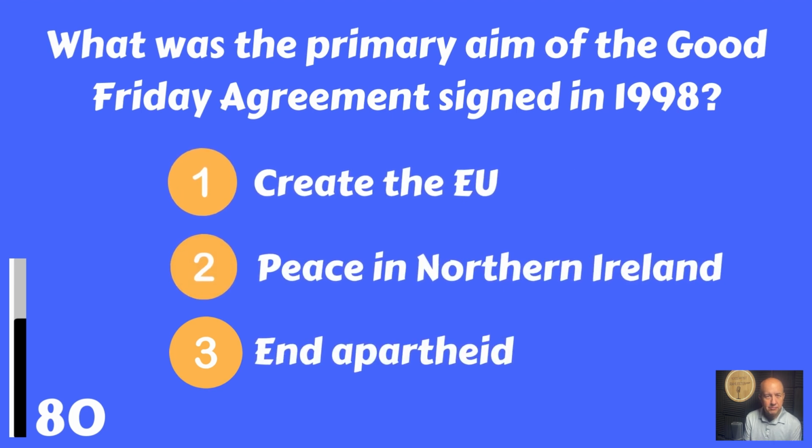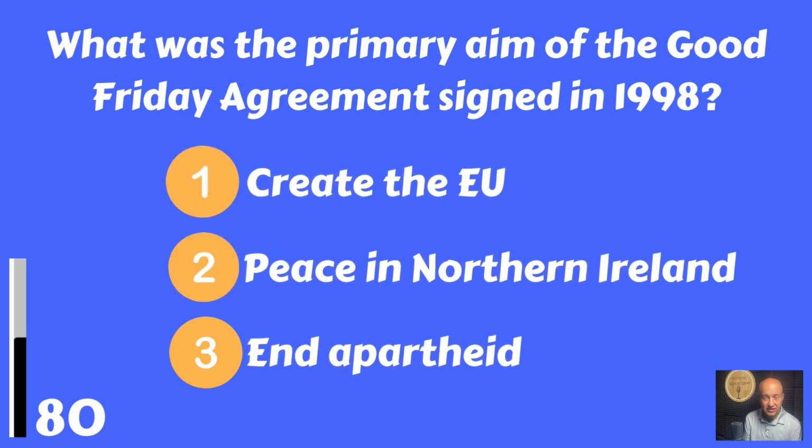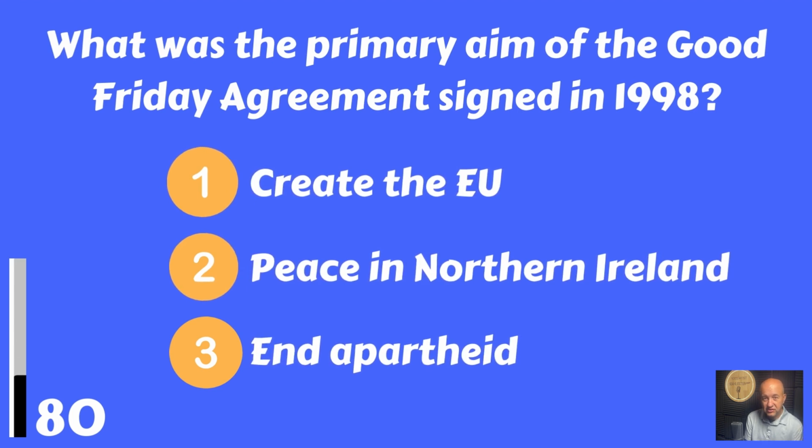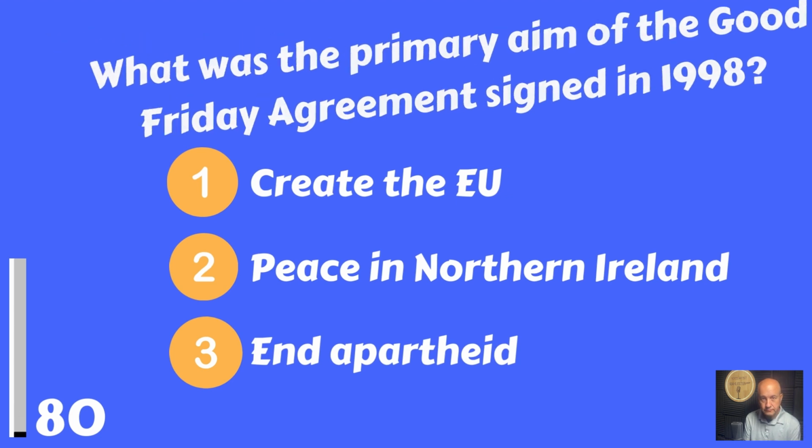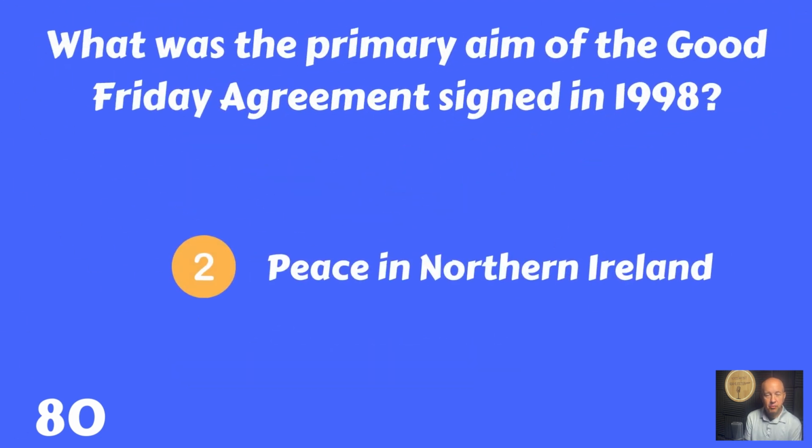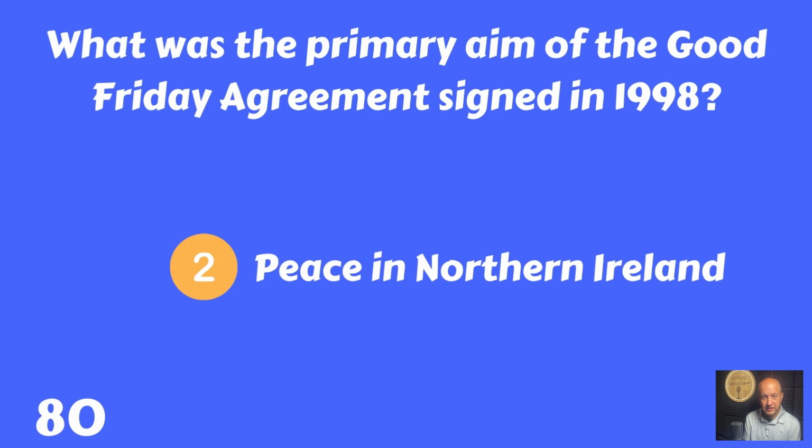What was the primary aim of the Good Friday Agreement signed in 1998? Did it create the EU? Did it bring peace in Northern Ireland? Or did it end apartheid? It brought peace in Northern Ireland.